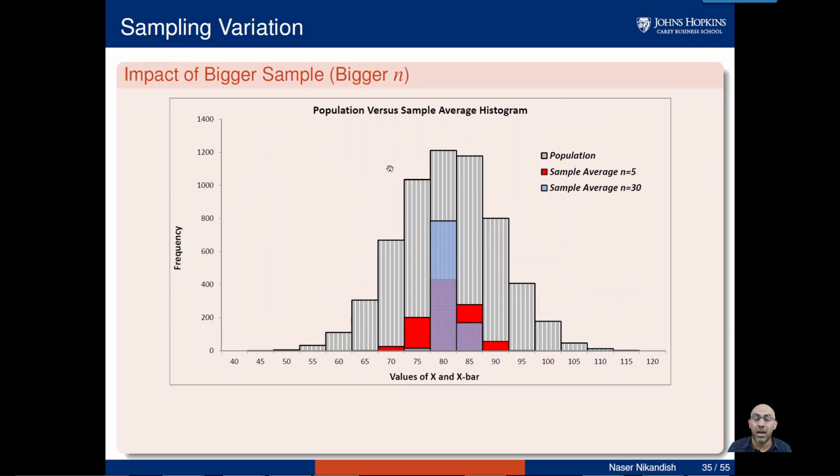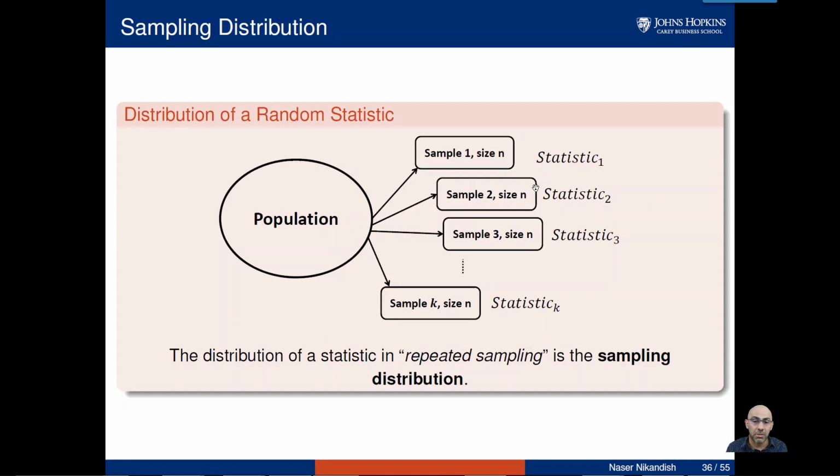Here is a sample of size 30. The blue one is a sample of size 30. Again, with a sample of size 30, it gets even more squeezed around the mu. If we repeat this, we are going to get more and more condensed around roughly about mu. This comes, to some extent, from central limit theorem and the distribution of x bar.